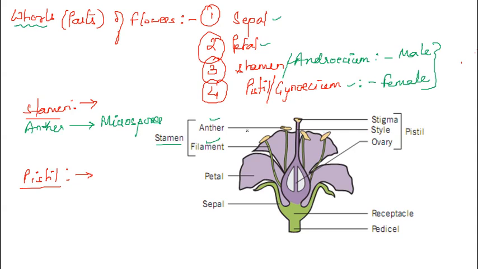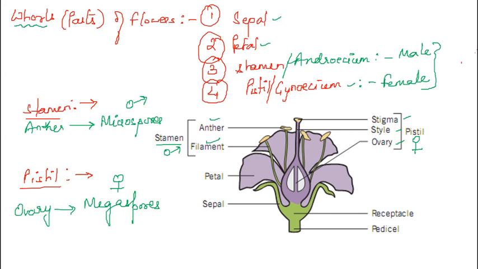Another reproductive organ is the female one. So the anther is the male one and the pistil is the female one. Pistil consists of three important parts: stigma, style, ovary. The ovary is the spore producing organ in the female which produces megaspores. So the stamen consists of anther which produces microspores, the male reproductive spores, and the ovary produces megaspores which are the female reproductive spores. Clear?